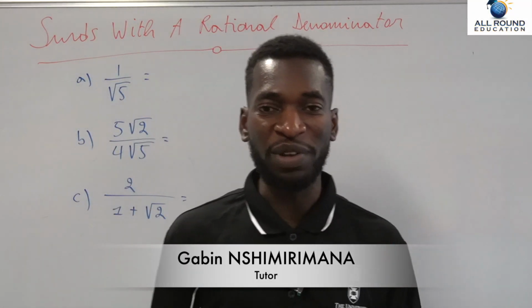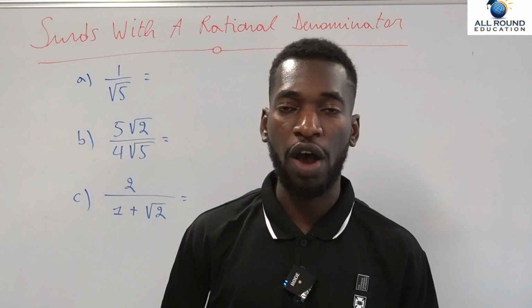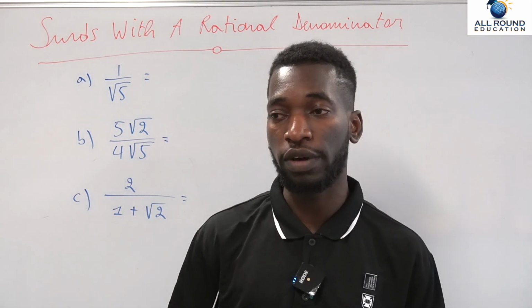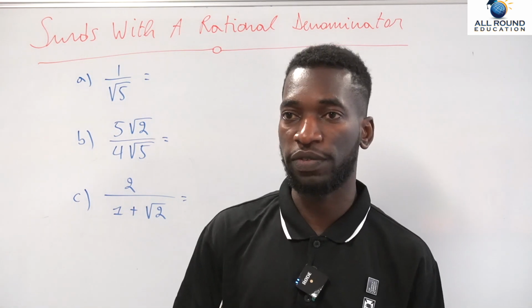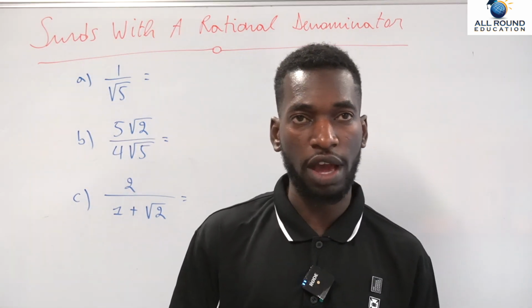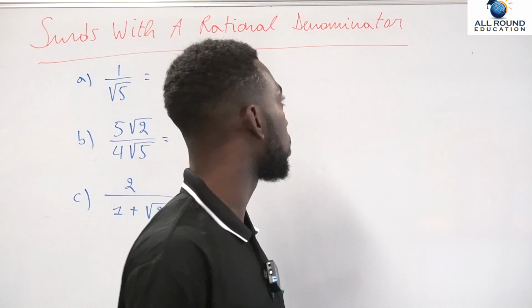Hey guys, this is Gabino once again, and I'm here to talk about how to rationalize a surd. How do you rationalize a denominator for a surd when you have a fraction? So let's see how it works. I've got a few examples here.